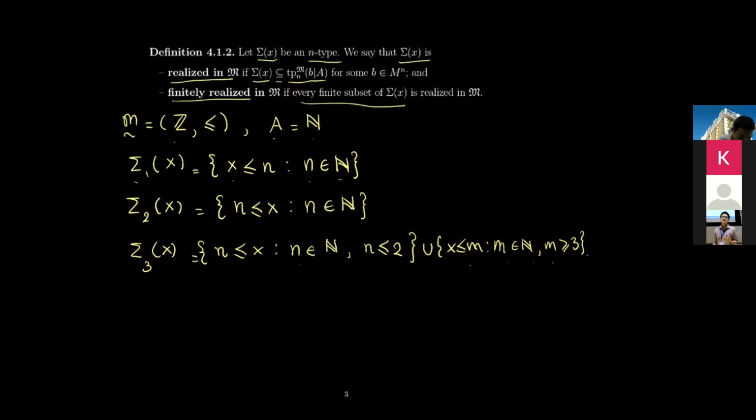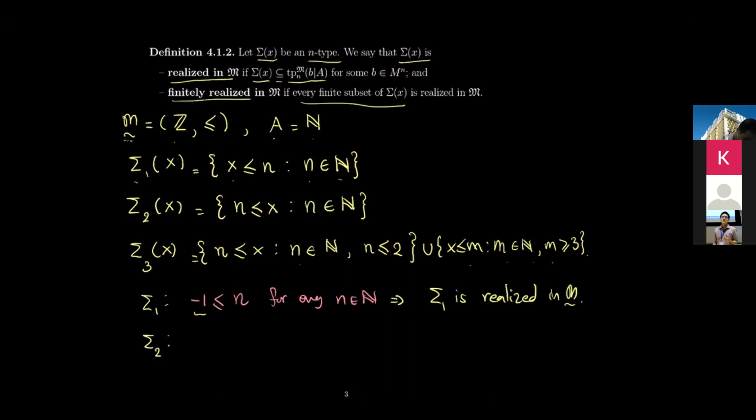Okay, so now let's do it one by one. When you consider sigma 1, you are working in the integers with less than or equal to, which means that you can consider any integer in here. And you can see that -1 is less than or equal to n for every n that is a natural number. So in this case, you can say that sigma 1 is realized in M, because -1 is the witness of this sigma 1.